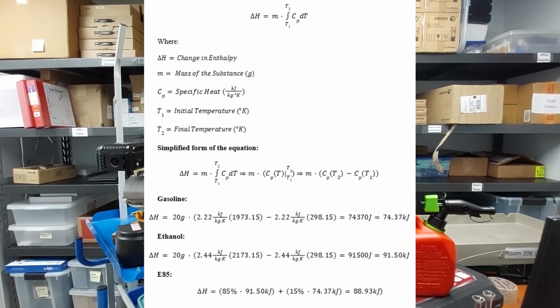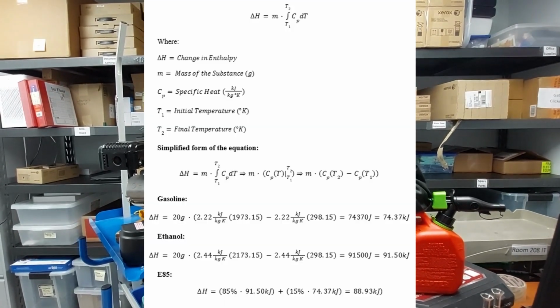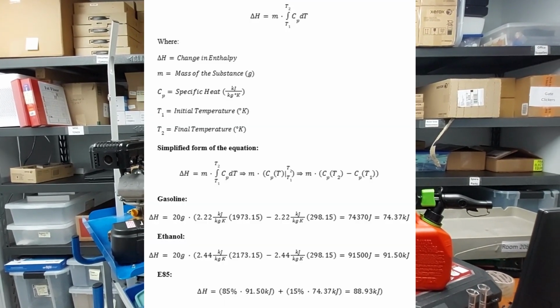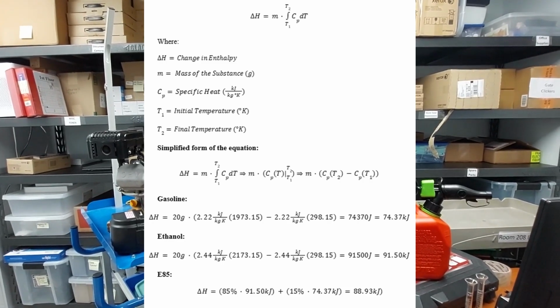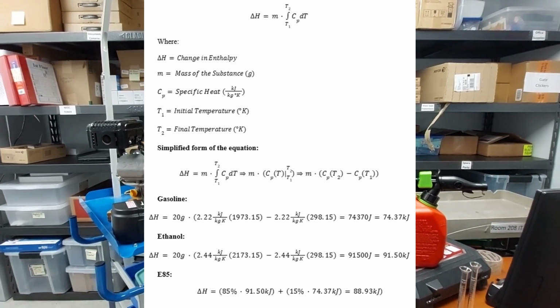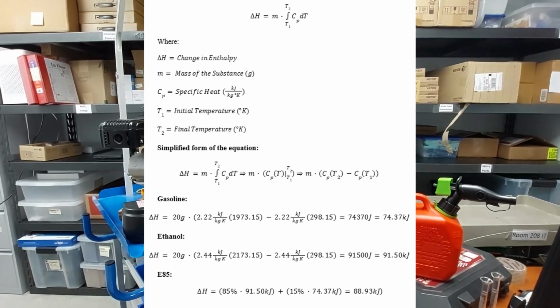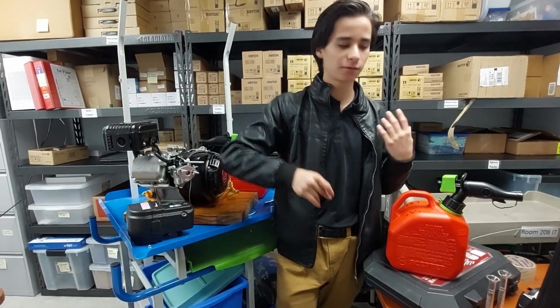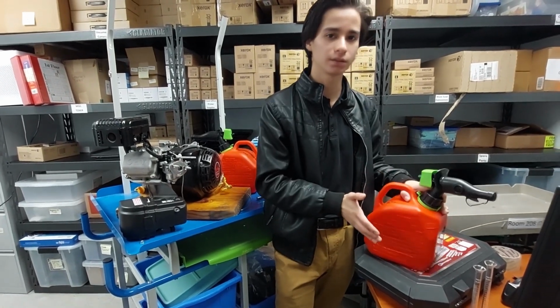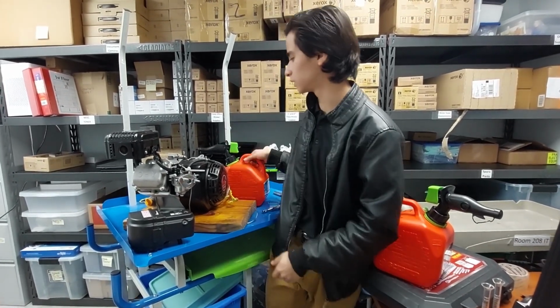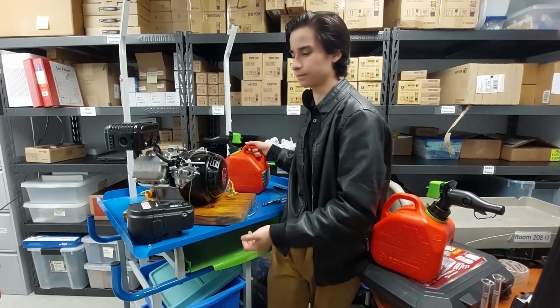E85 releases more energy due to its enthalpy change from the combustion process. It releases around 88.93 kilojoules, whereas gasoline releases around 74.54, somewhere around there, kilojoules, which also means that this fuel releases more energy when it is combusted, which is something I also noted, as there was a slightly higher sound when this fuel was used on this engine, compared to when regular gasoline was used.